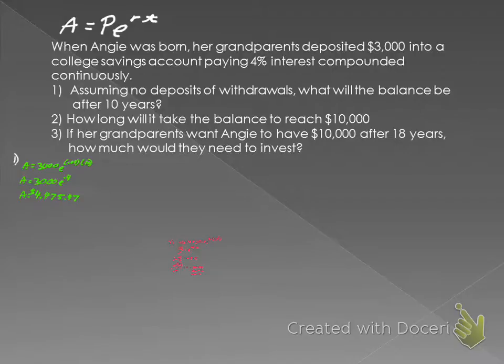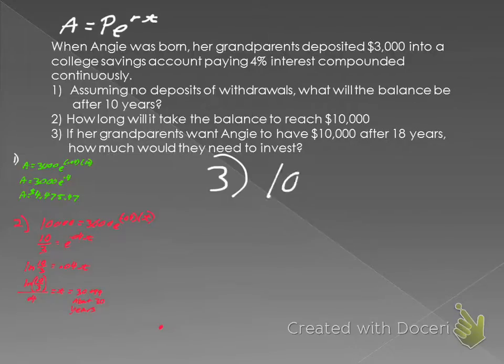Shrinking that one down. Oh, where did it go? Okay, there it is. So now for number 3, last one. If her grandparents want Angie to have $10,000 after 18 years, how much would they need to invest? So now we know where we want to end up. Now we just need to figure out how to get there. This one's easy. Number 2 was the hard one. 3 is somewhat easy too.